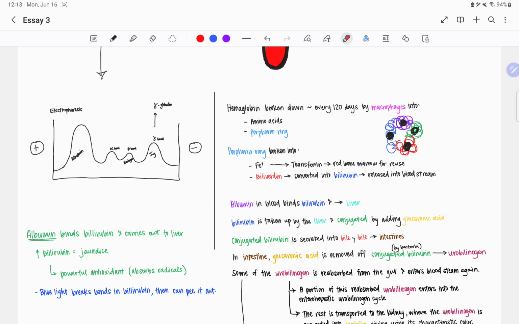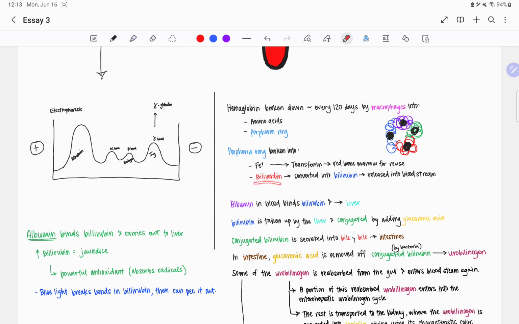Okay? So what happens to the iron once it's taken out of the porphyrin ring is it attaches to a protein called transferrin, and then that transferrin repurposes that iron by taking it to red bone marrow for reuse, right, to create a new porphyrin ring.